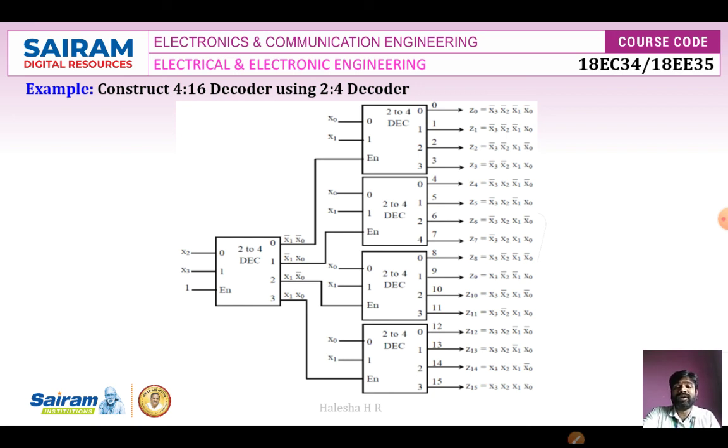If it is 0, 0, the 0 output is selected and the 0 output is connected to the first decoder, so that is enabled. The remaining outputs are 0 and are correspondingly connected to the remaining decoders, so the remaining decoders are not selected. Similarly, when x2 and x3 are 0, 1, one output is 1, the remaining are 0. So correspondingly, the second decoder is selected, the remaining are not selected. Clear now? So this is how we construct a 4 to 16 decoder using 2 to 4 decoders.